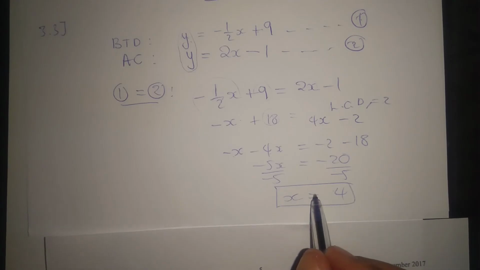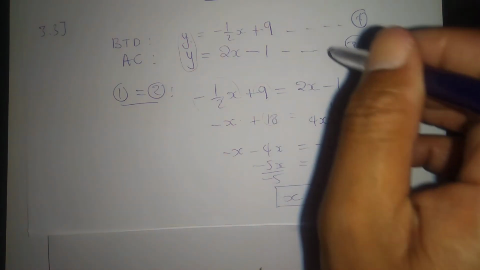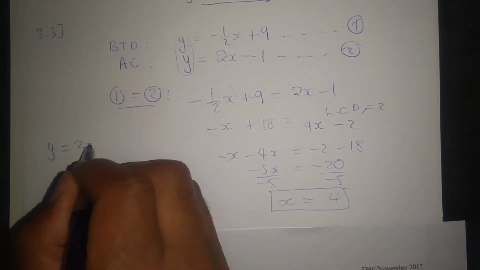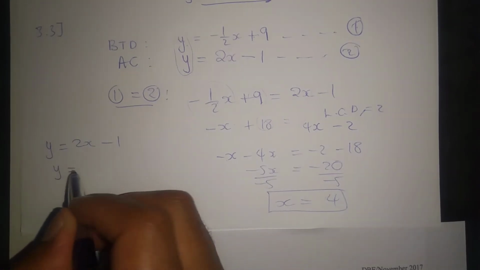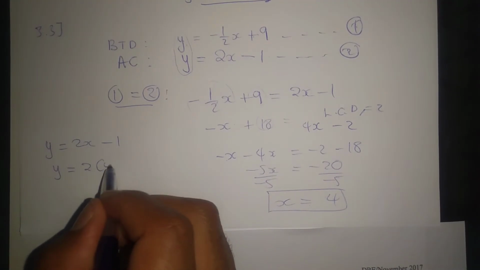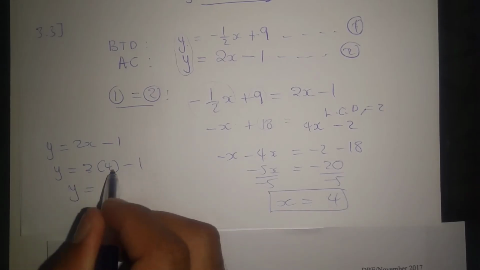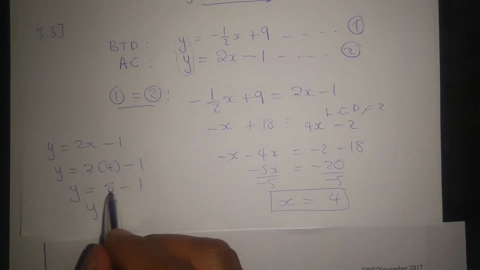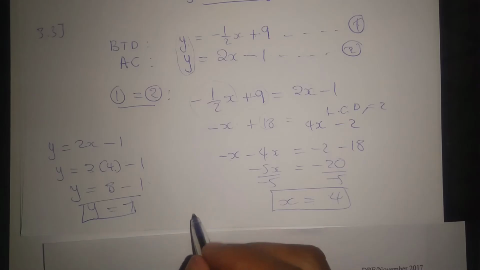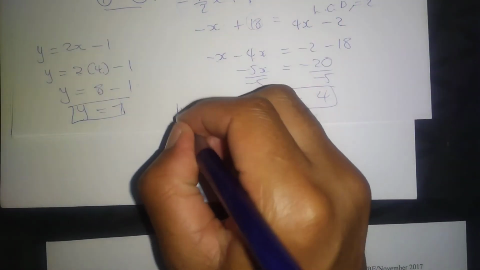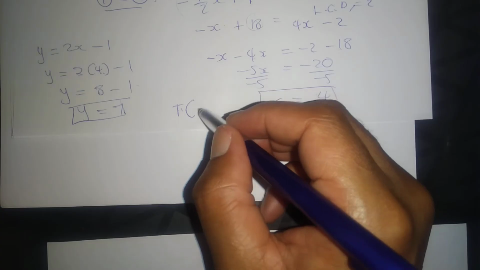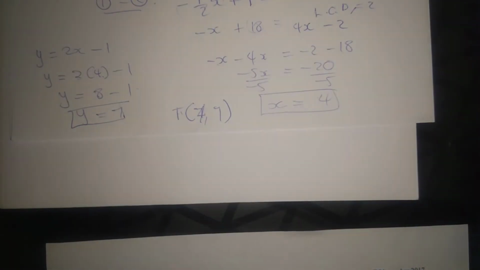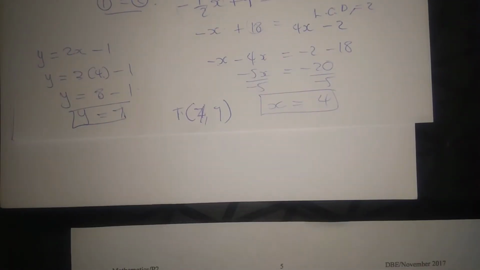Therefore, having the x value, I substitute the x value into one of the two equations above, but I start with equation 2, 2x minus 1, y is equal to 2x minus 1. Here for x I put 4. y is equal to 2 times 4, which is 8, minus 1. 8 minus 1 is 7. So therefore my coordinates of T are what? My coordinates of T are 4 and 7.